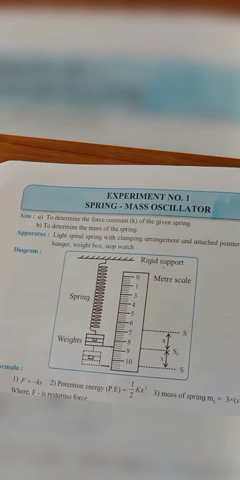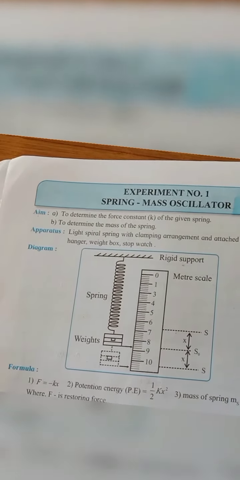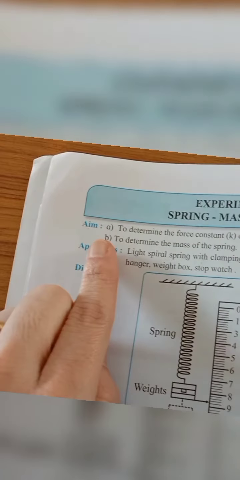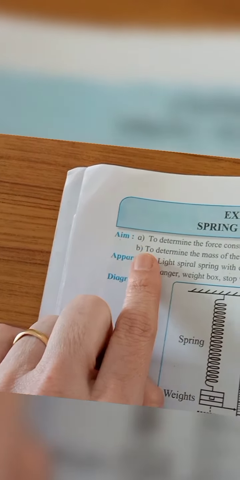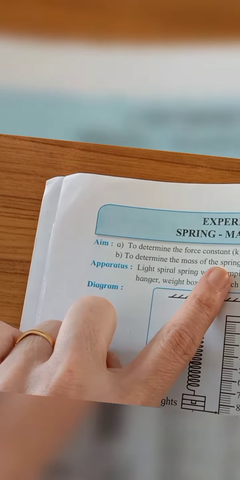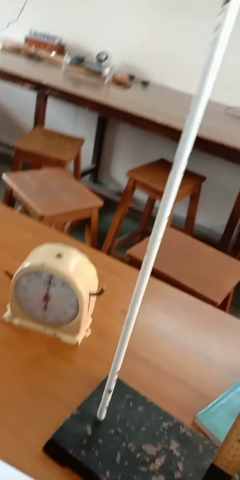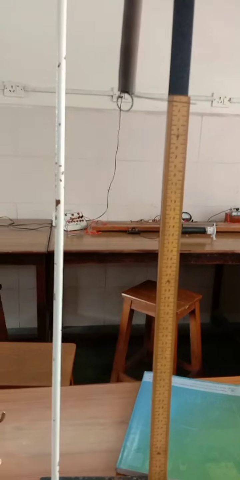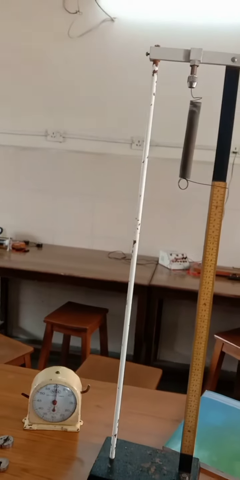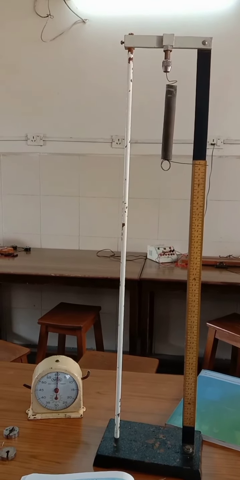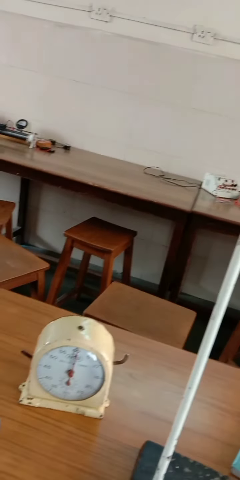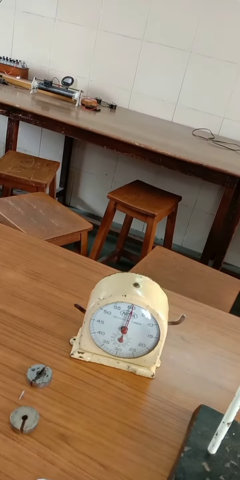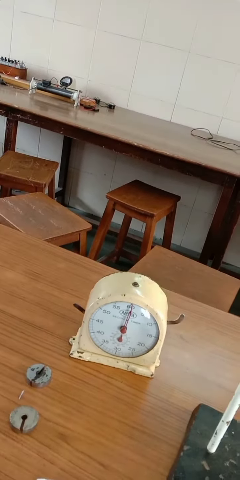Today we are going to perform the experiment spring mass oscillator. Here we are going to perform the second aim, that is to determine the mass of the spring. For this we are going to take this spring mass oscillator and the stopwatch. We are going to use the hanger which is going to attach to the spring.